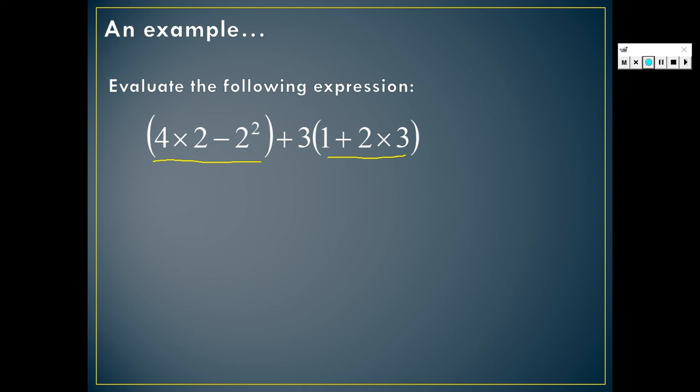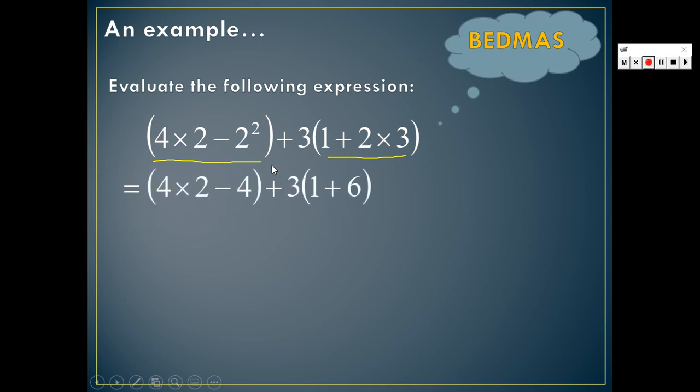Then is there exponents in here? Yes, there is an exponent in this bracket. So in the left-hand bracket, I'm going to do the exponent first. In the right-hand bracket, I'm going to do the multiplying first, because that's the first operation I see in there. I get the M in BEDMAS first. So what you see in the next line here is I did 2 squared, 2 to the exponent 2 from the previous lesson. And over here I did 2 times 3 is 6.